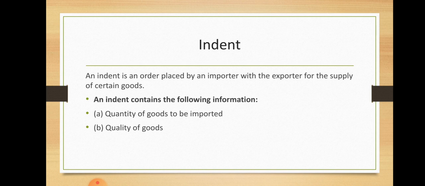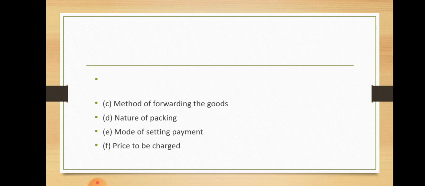For example, if I am the importer, I will place an indent with the exporter, meaning I am placing an order with the exporter. Now, an indent should contain the following information: quantity of goods to be imported, price and quality of the goods, method of forwarding the goods, nature of packaging, how the goods are packaged, then mode of payment and price to be charged. These things should be mentioned in the indent.